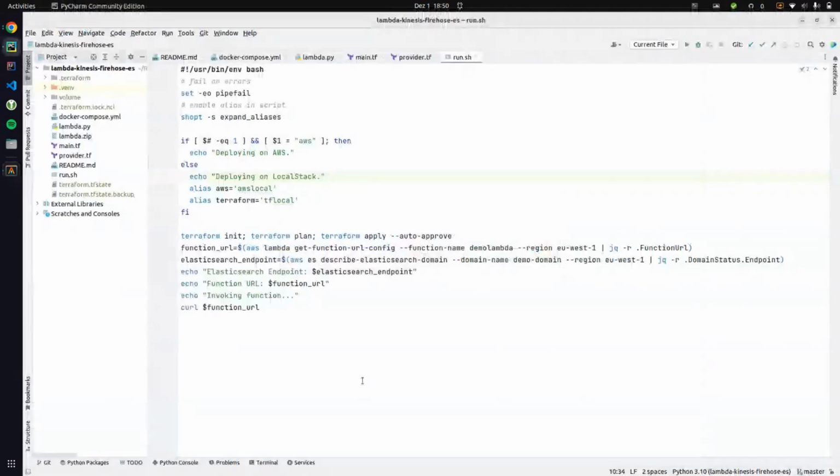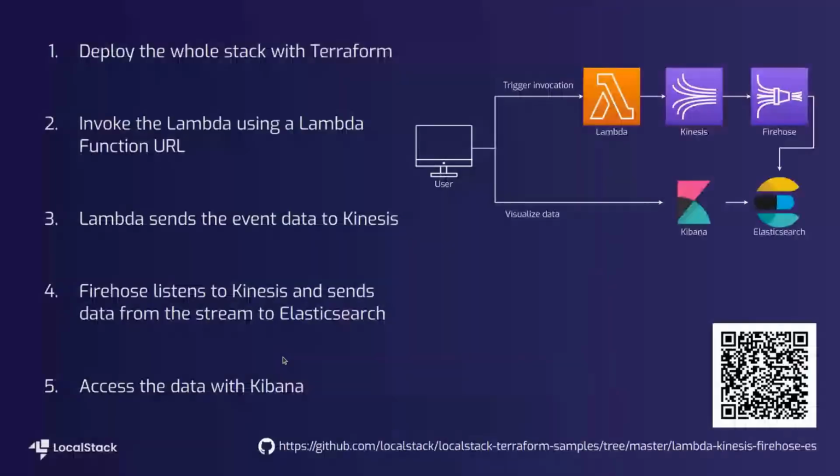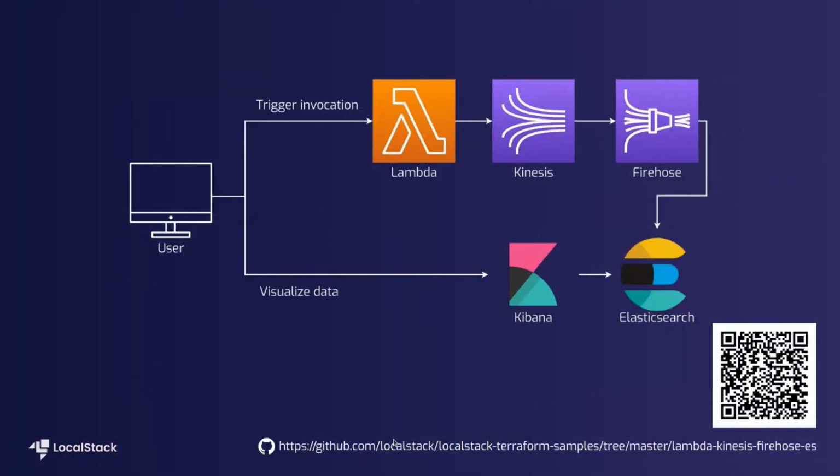Oh, by the way, if you want to try that on your own, in our LocalStack Terraform samples, I just created a new one, which is called Lambda Kinesis Firehose Elasticsearch. I'm not very creative when it comes to naming. So you can also scan the QR code, but it's easily findable in our Terraform samples in the GitHub org. And I'll just go to exactly that repo.